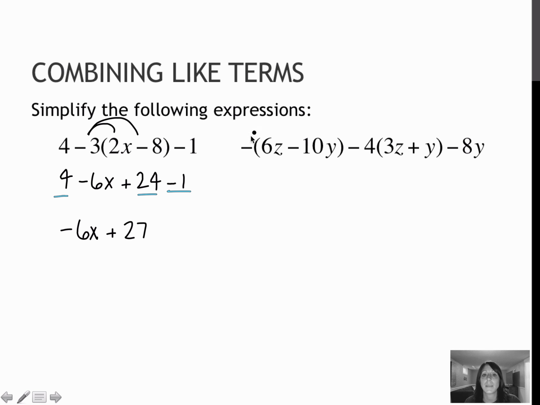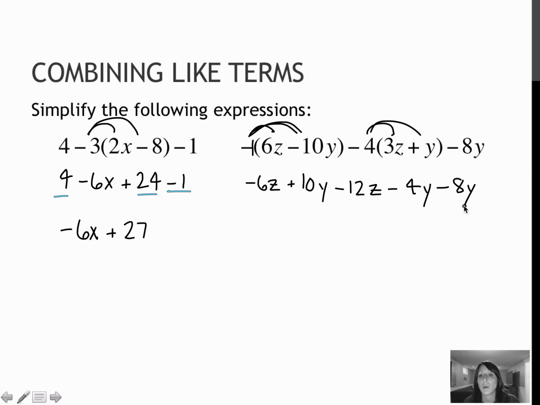For my second example, this first one, I'm distributing a negative, but if it makes it easier, distribute a -1, which would give me -6z and +10y. So remember, multiplying by just a -1 just changes the sign. For my second binomial here, I've got -4 times 3, so that's -12z, and -4 times +y is -4y, and then -8y. And then I'm going to combine like terms.